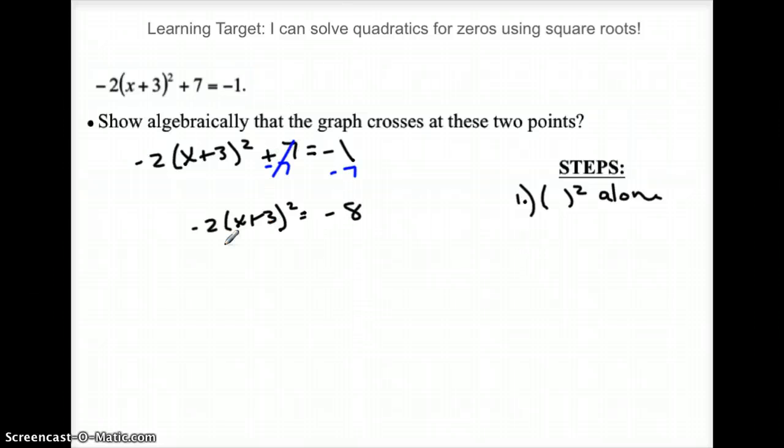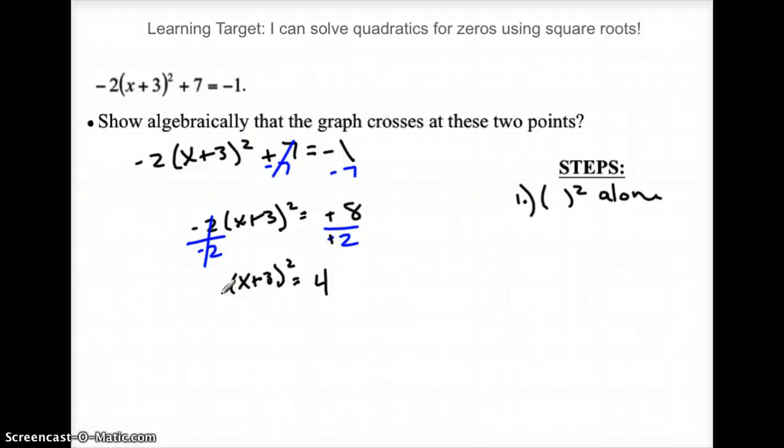And then I need to get rid of this 2 out front. I can't distribute because this quantity is being squared. So since I'm wanting to get rid of a multiplication, I would just simply divide. So (x plus 3) squared equals, two negatives become positive, 4.